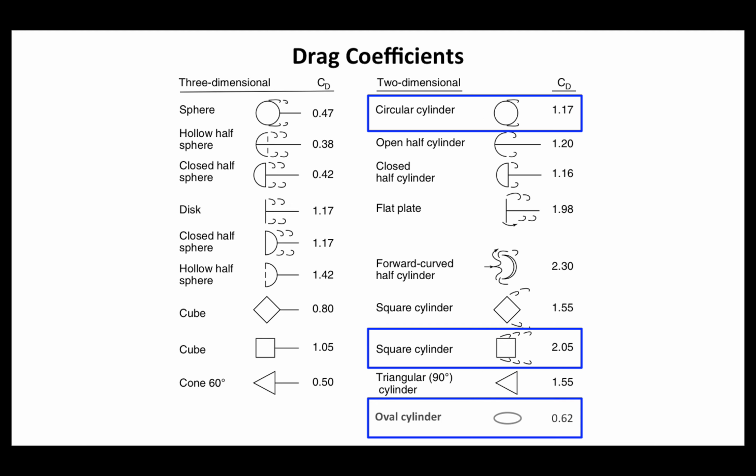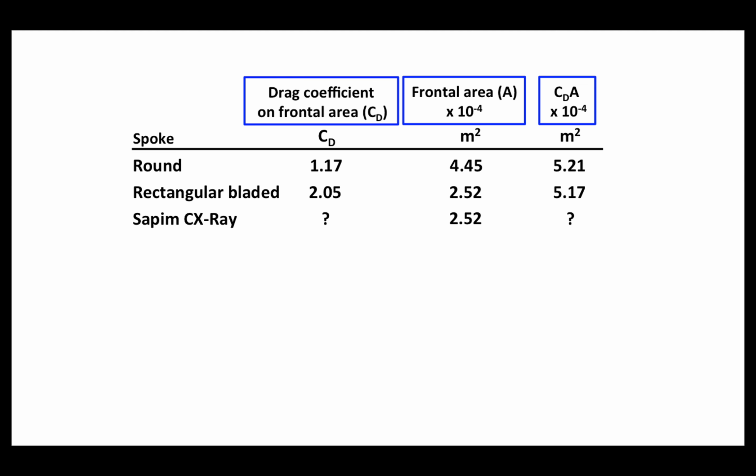Of course, that estimate of 0.62 would not be for every oval cylinder. It's for the one that has the aspect ratio of 0.4, but that's the one that I want because that closely approximates the dimension of the Sapim CX-Ray spoke. And when I replace those question marks with the additional data that I have, we get this information here. Now, even if we would disagree about my estimate of the drag coefficient, it is still inescapable that the product of that times the frontal area over in the right-hand column is tremendously lower for the Sapim CX-Ray spoke.